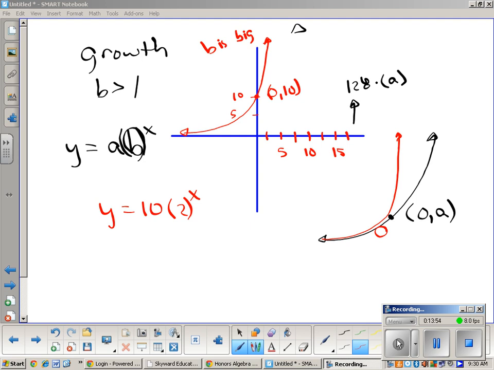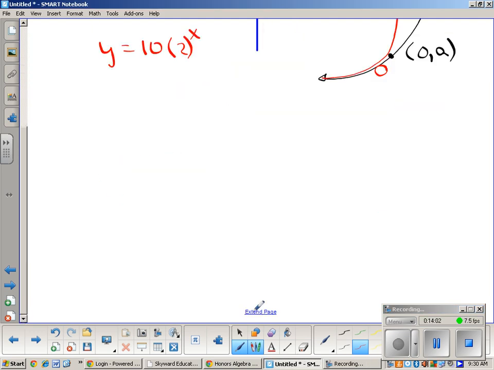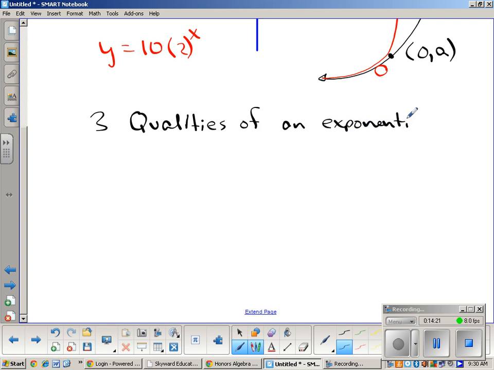And again, when I grade your graph, I'm going to look for 3 things. Okay? Let me write these down. I'm going to look for 3 things. 3 qualities of an exponential graph.